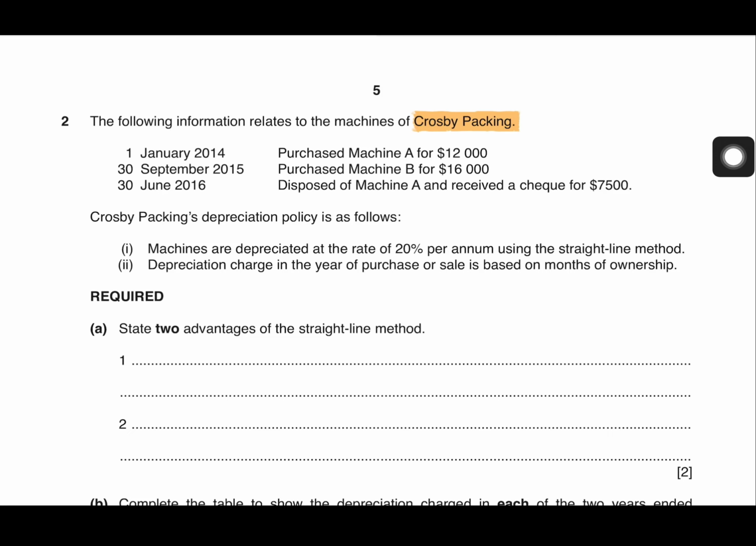Very good. Now we have the dates and we have the year of purchase and the year of disposal as well. At 1st January 2014, what is happening? Purchased machinery A for $12,000. On 30th September 2015, that is the next year, purchased machinery B for $16,000. And what is happening on 30th June 2016? Disposed of machinery A and received a check for $7,500.